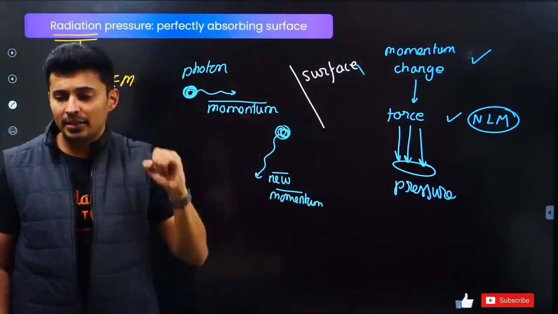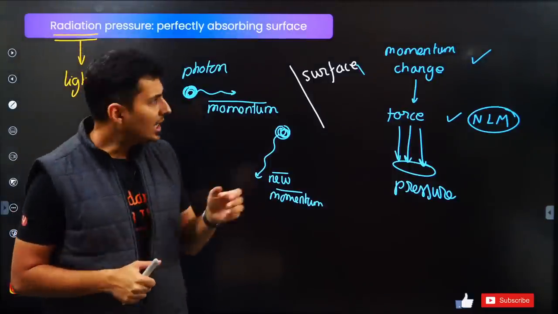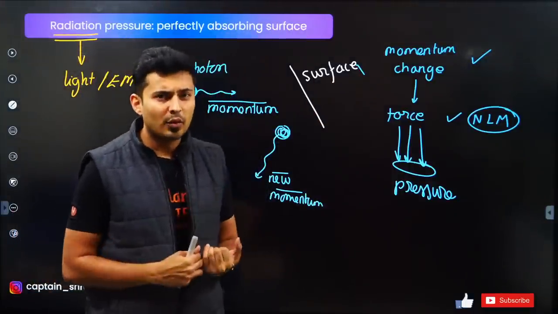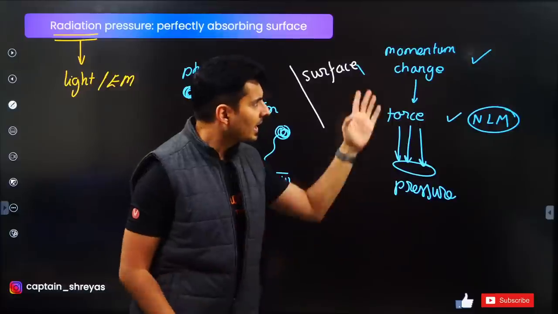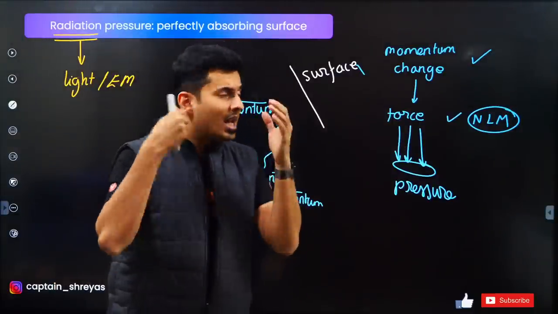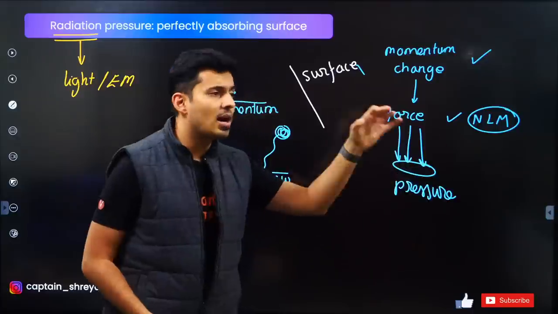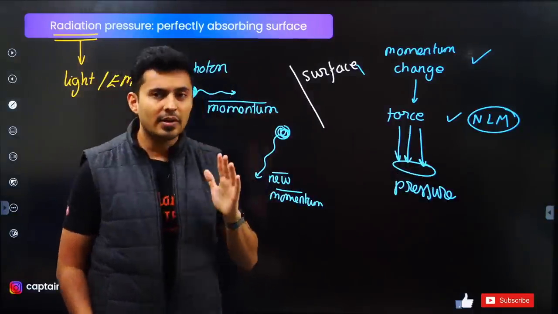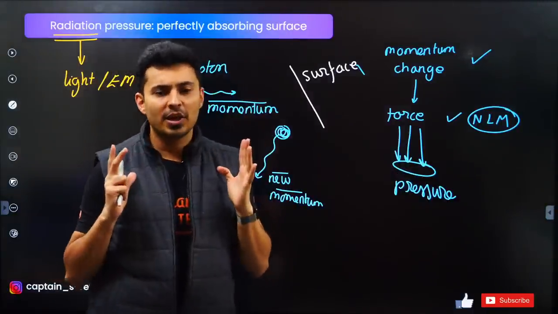Understood the concept behind it? Everybody with me? Yes, change in momentum is impulse. Impulse upon time is force. Correct. So the rate of change of momentum causes force, and that force upon the area gives rise to pressure. Very good. So this is called radiation pressure.